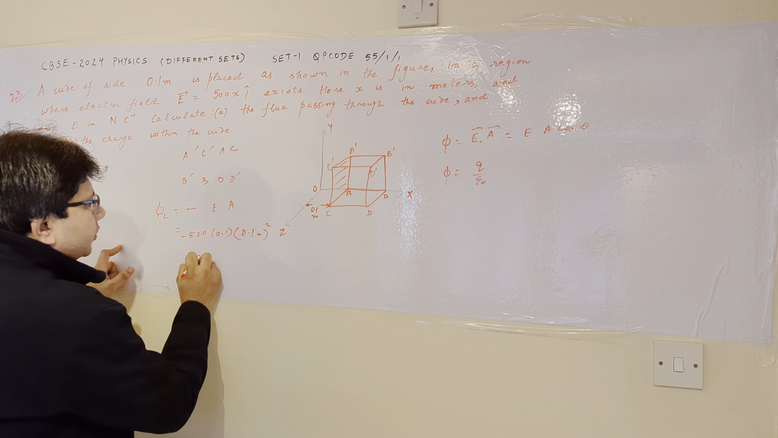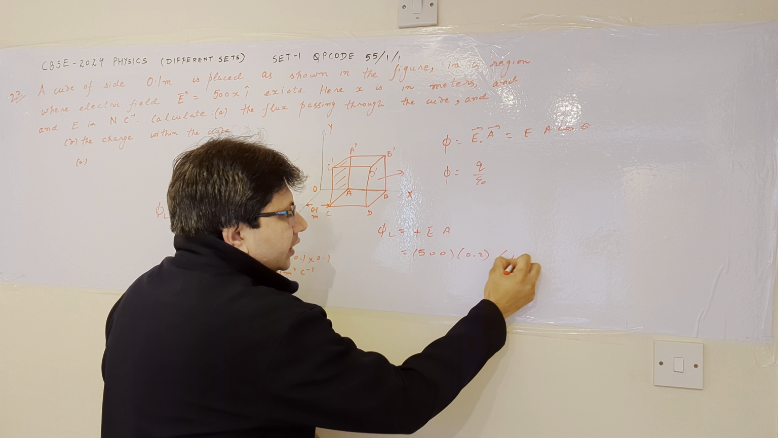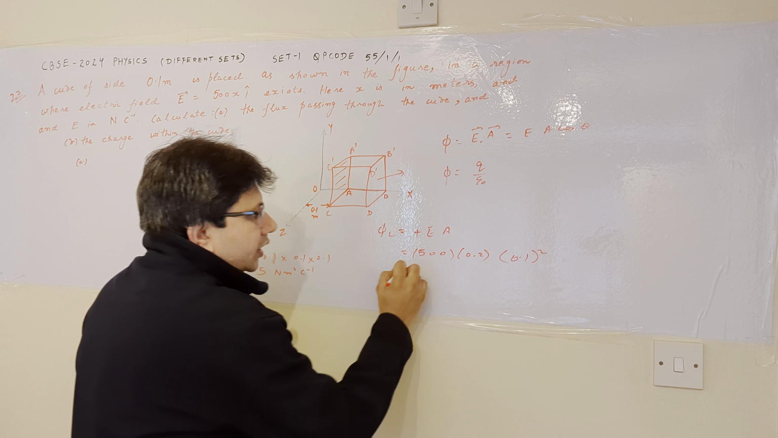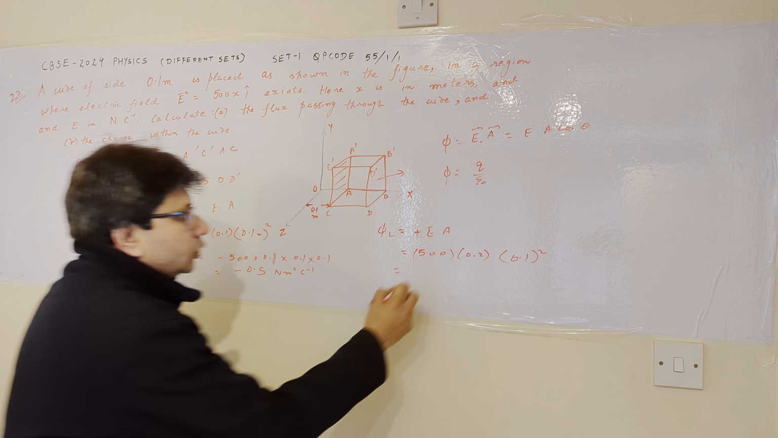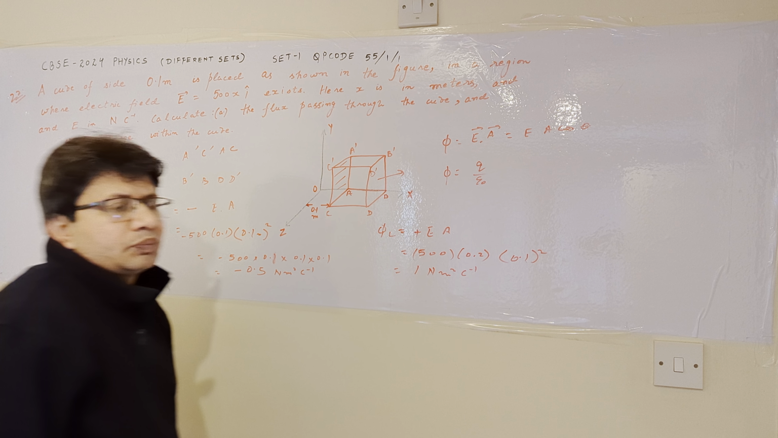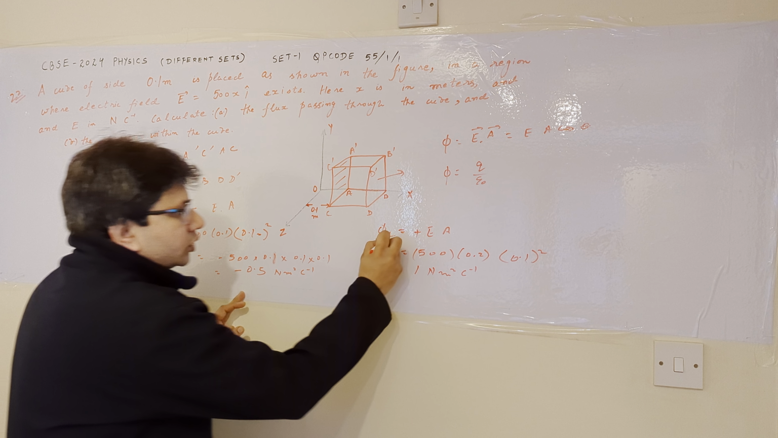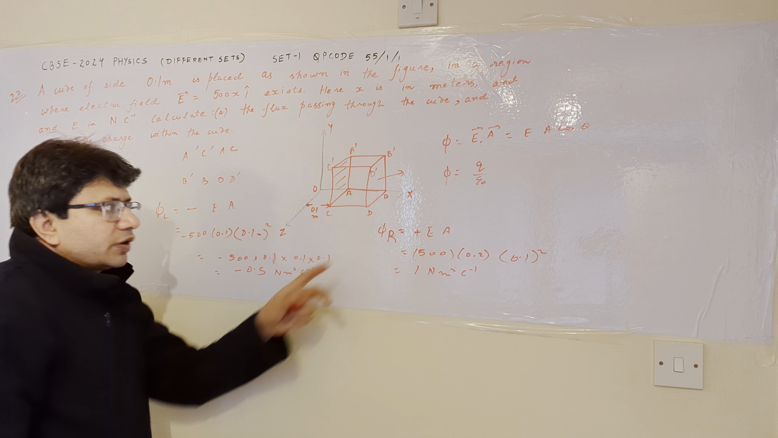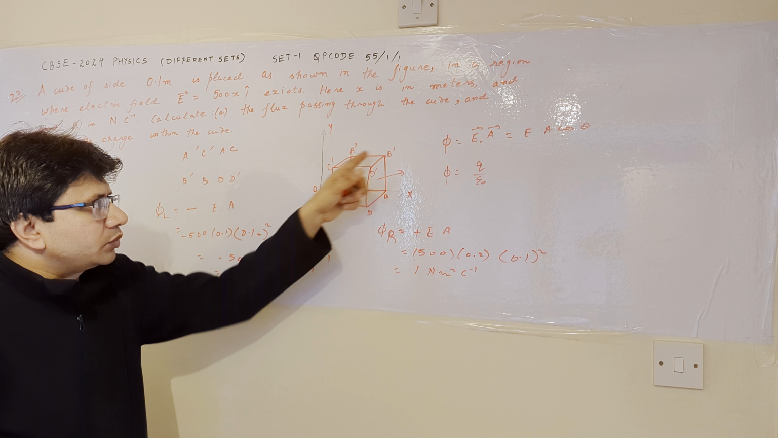Now to calculate E, 500 times x. For this, x is 0.1 plus 0.1, which is 0.2. So this is 500 times 0.2, and the area is the same, 0.1 whole square. After solving, this value comes out to be 1 Newton meter square per coulomb. So this is the flux corresponding to the right surface, phi R.